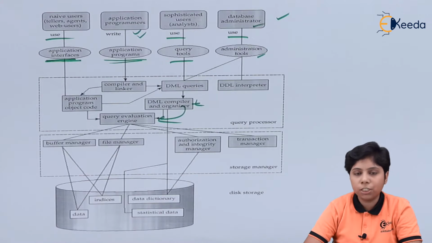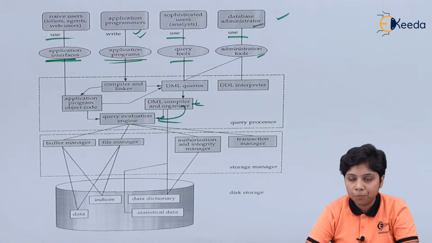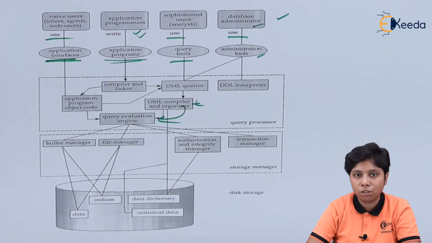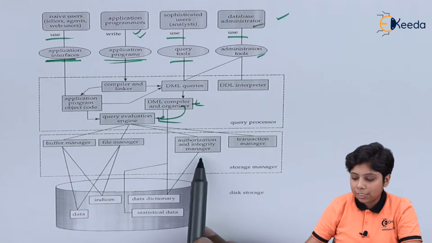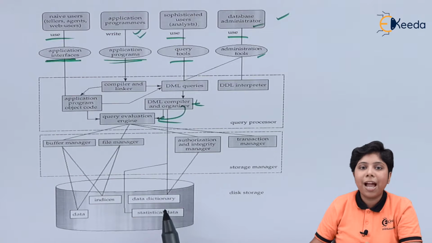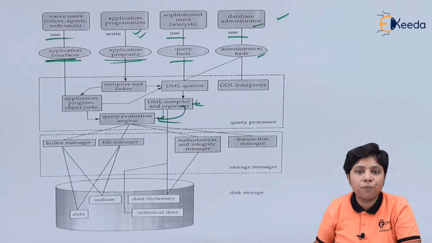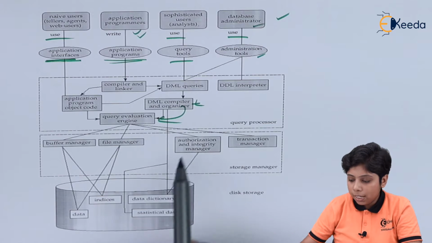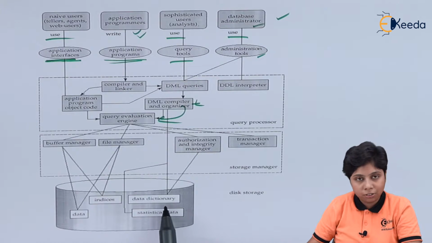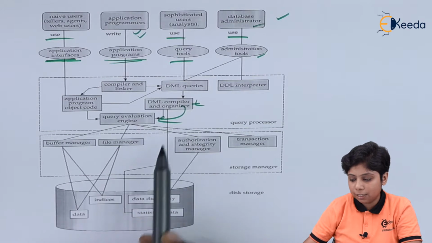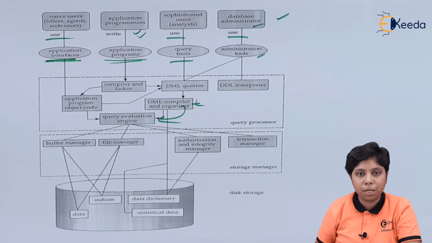Now we will move to the storage manager. The storage manager consists of the authorization manager, file manager, buffer manager, and the transaction manager. The authorization and integrity manager directly deals with the data dictionary and decides which part of the data should be given to which of the users. The authorization manager deals with the data dictionary, and also the statistical data that is given to the file manager.